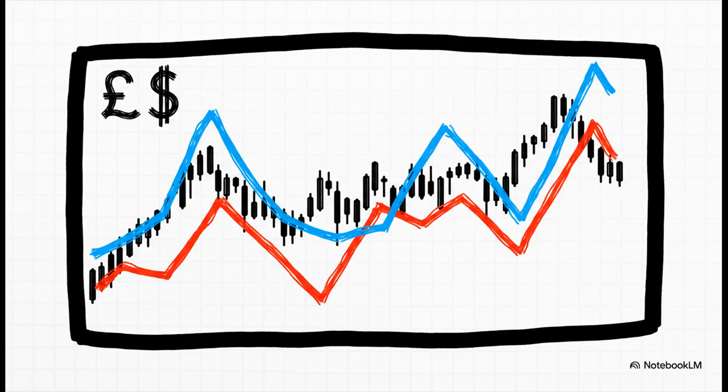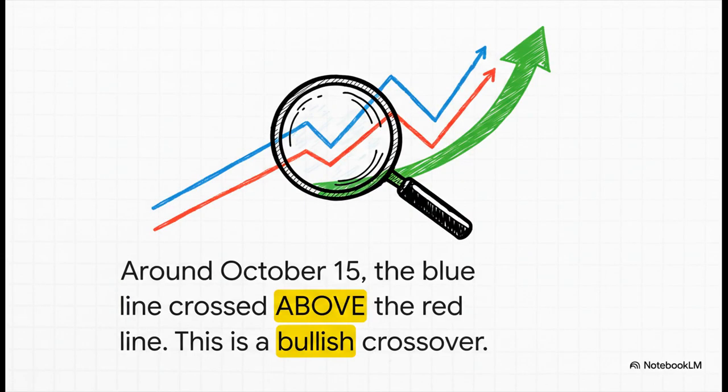All right, let's get our hands dirty and look at a chart. What you're seeing here is a daily chart for the British pound versus the US dollar. See those two lines? The blue one, that's your 10-day moving average, and the red one is the 20-day. Simple enough. Now, I want you to focus on what happens right around October 15th. See that? The blue line shoots up and crosses above the red line. In the trading world, we call that a bullish crossover. It's basically a big, flashing sign that says, hey, the price might be about to go up.